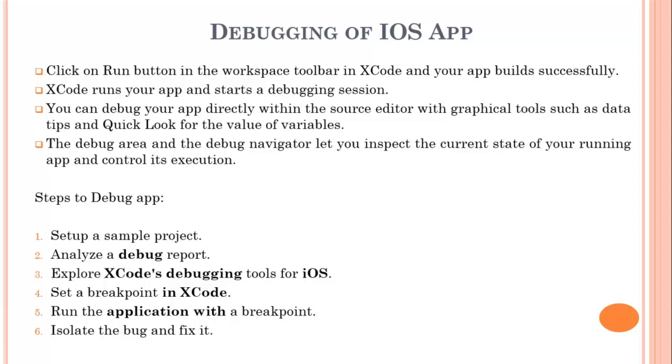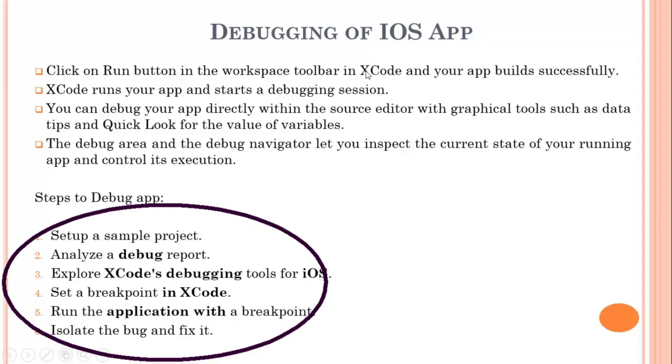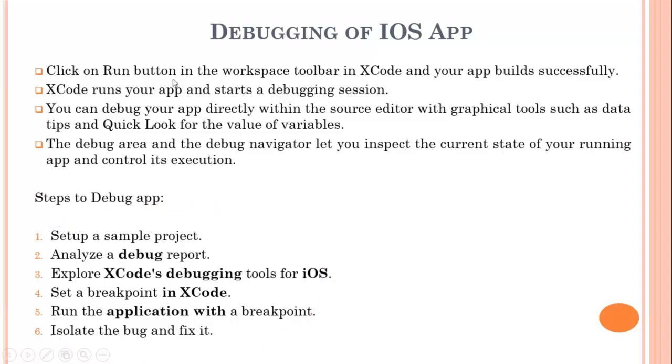You can debug your iOS application after its development. First, click on the Run button in the workspace toolbar in Xcode and your application builds successfully. After installing Xcode, there will be the interface where you can click on the Run button. Xcode runs your application and starts a debugging session. You can debug your application directly within the source editor with graphical tools such as data tips and quick look for the value of variables in your iOS application. The debug area and the debug navigator let you inspect the current state of your running application and control its execution.